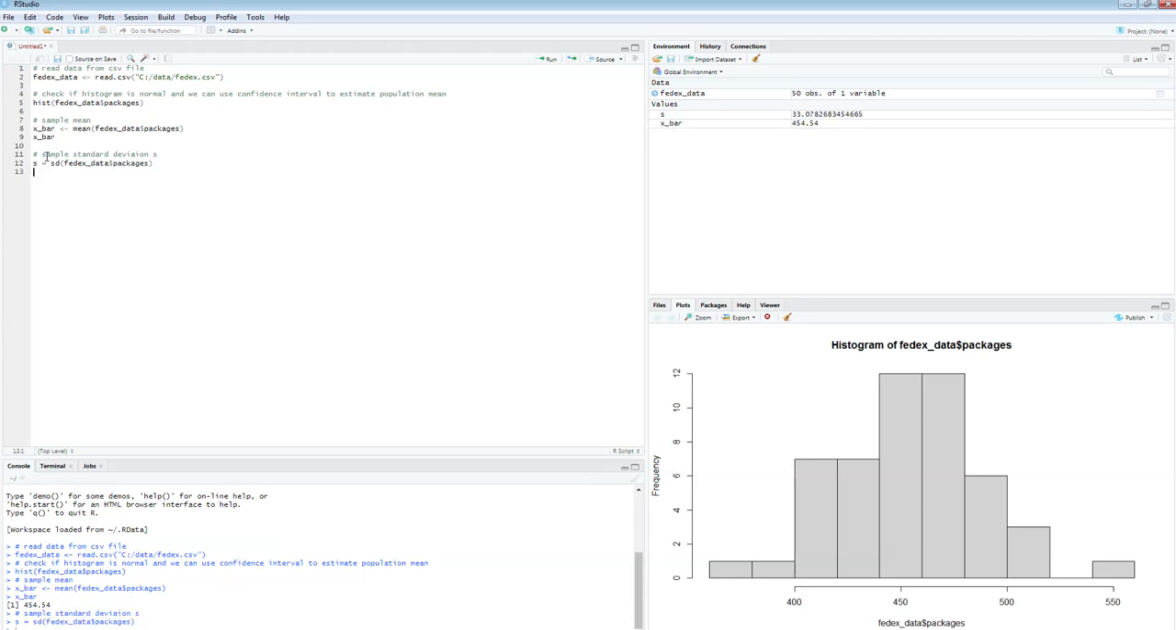Alright, so it's done. It's computed. I don't really care about the value, quite frankly. I mean, if it's big, if it's small, how do I use it? Well, I have to calculate margin of error, right? And S is part of the calculation. That's all there is to it.